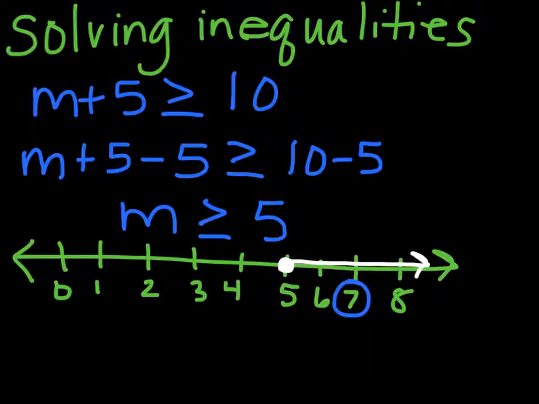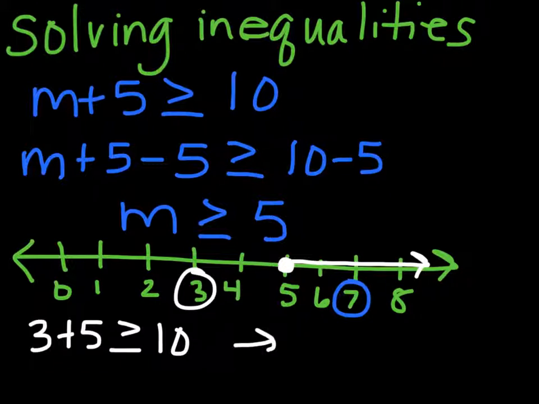Now let's substitute 3 into our equation. 3 plus 5 is greater than or equal to 10. Well, that gives us an answer of 8 is greater than or equal to 10, which is clearly not true. So the numbers below 5 do not work for our set.